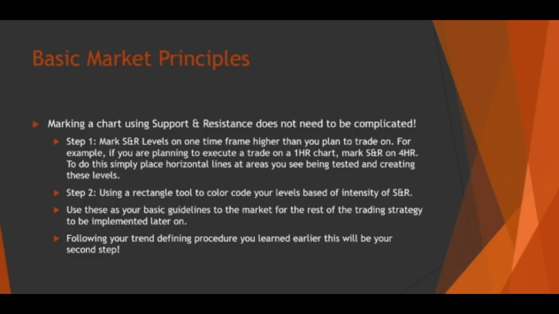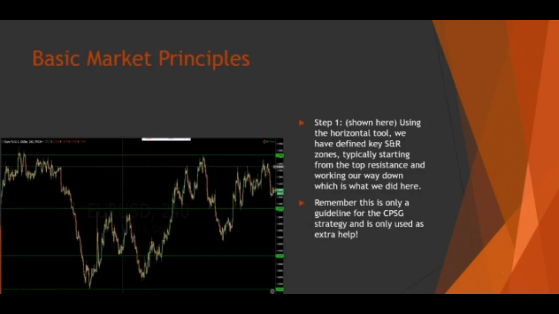Following your trend defining procedure you learned earlier, this will become your second step. As you've done this, your first step should be defining the trend, and then this is going to be your second step. So let's take a look at this on a chart. Here's on the left a chart. This is step 1. Step 1 is pretty simple. We're using our horizontal line, which are those green lines, to mark major zones.